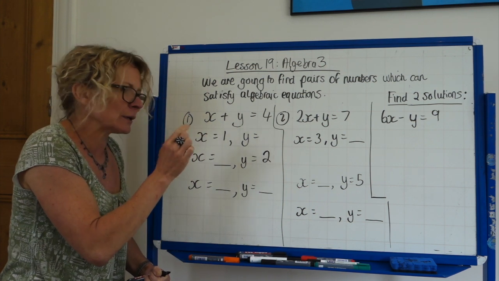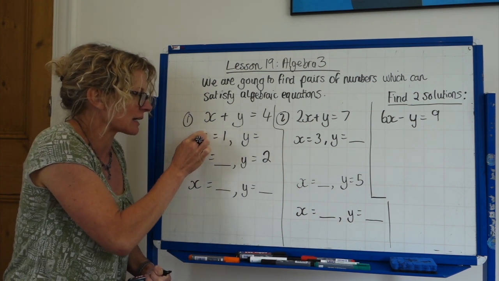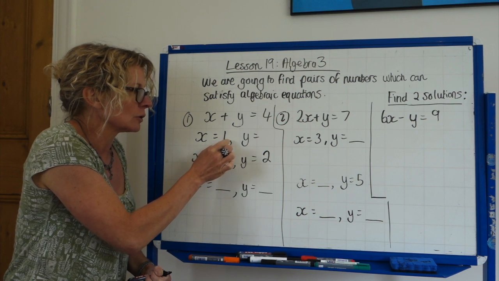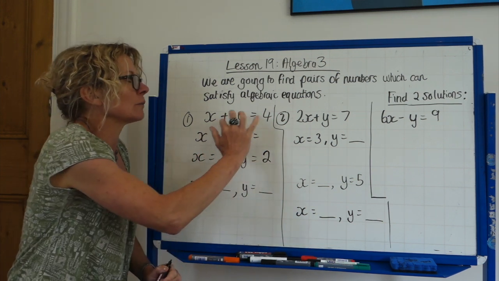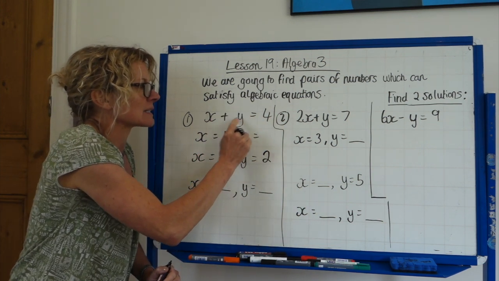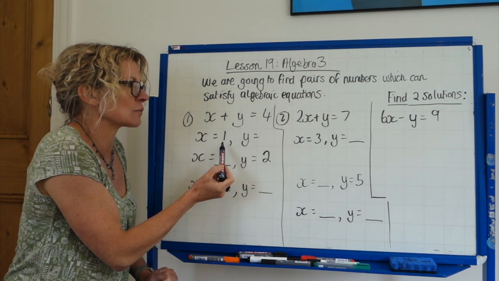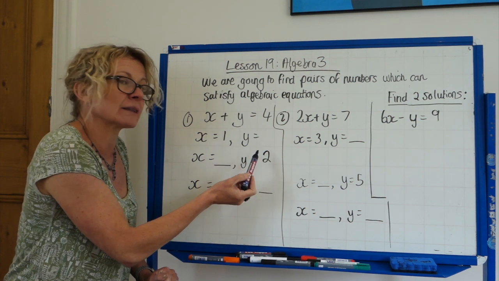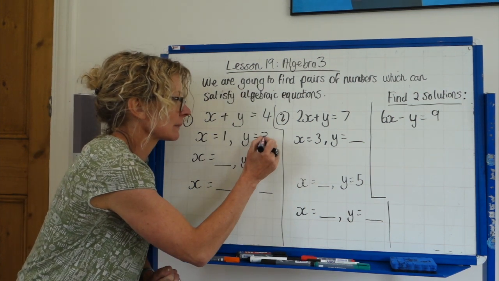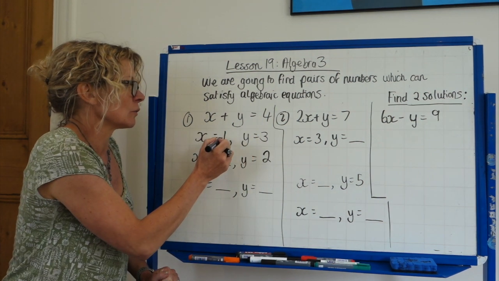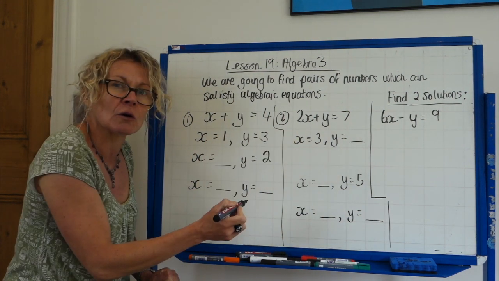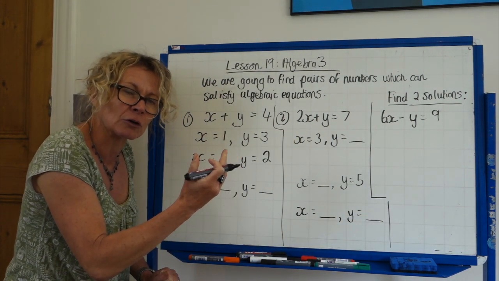So, if we know that x here, this x stands for 1, what will y equal? What will make that balanced? What will make that equal? So of course, if x equals 1, 4 minus 1 is 3. So y therefore is 3. Yeah? 1 plus 3 equals 4. Wow, we're back in year 1.